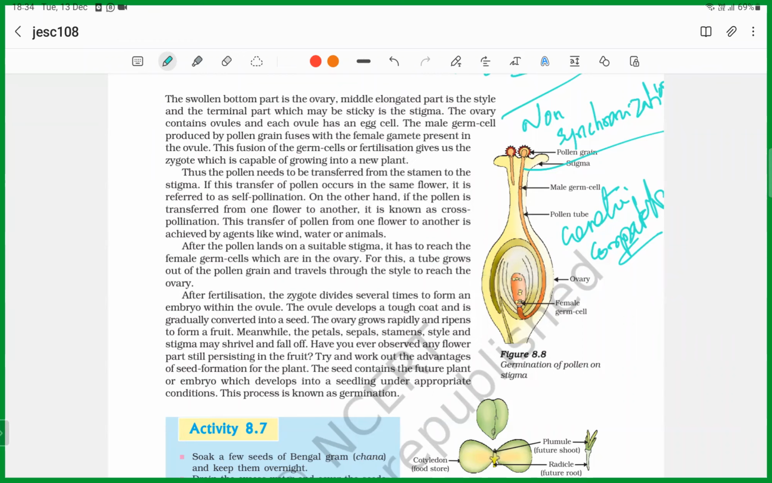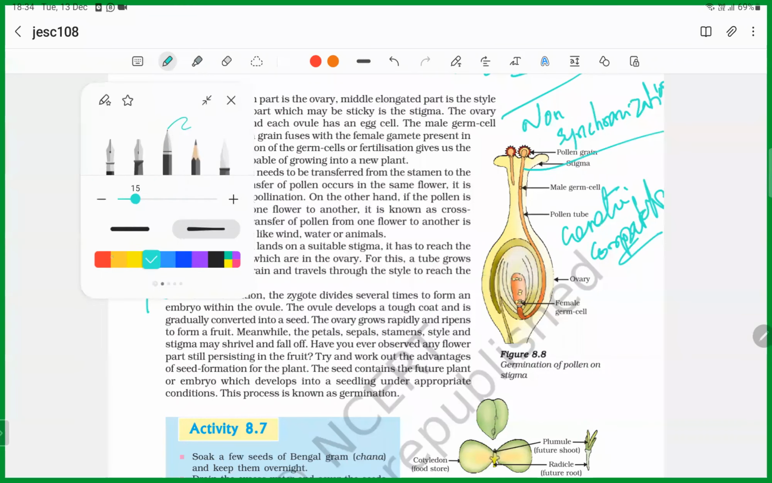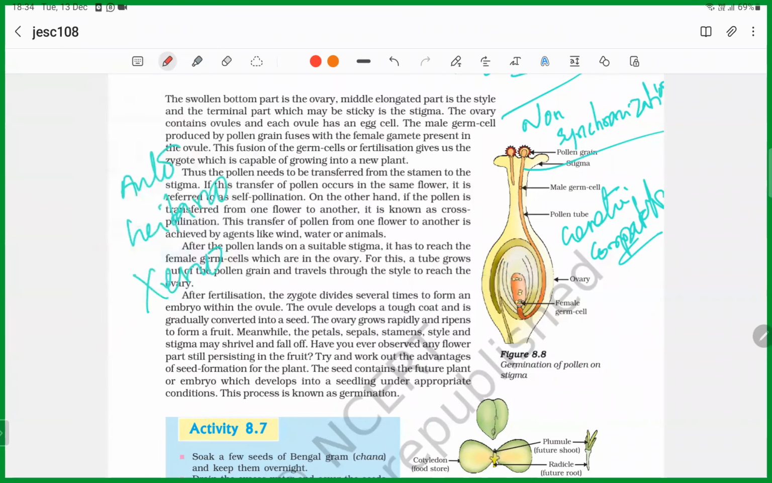What is orthogamy, geitonogamy, xenogamy? Do you remember these terms? Orthogamy, I guess, is same plant and same flower. Geitonogamy is same plant and different flower. Xenogamy is different flowers from two different plants. Very good, keep that in mind. Chasmogamous flower, cleistogamous flower, self-fertilization, cross-fertilization, orthogamy, geitonogamy, xenogamy. Okay, so this is about fertilization.